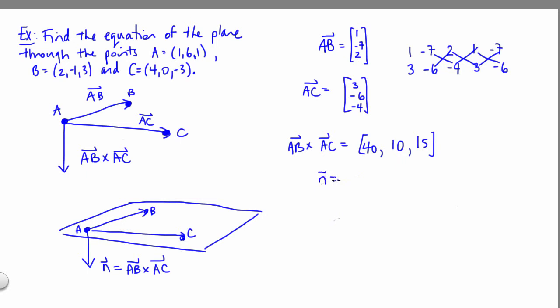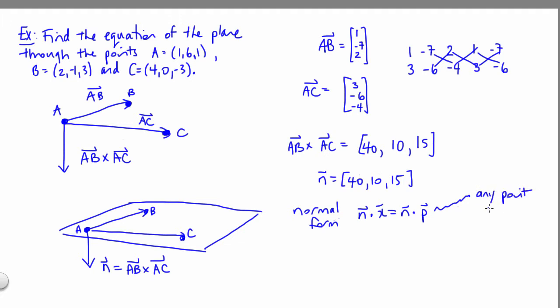So N is equal to 40, 10, 15, and we can plug into the normal form for a plane. So normal form, n dot x equals n dot p, where p here represents the vector version of any point on the plane. So when we're plugging in here, we could use the point A, we could use a point B, we could use a point C. Any point on that plane will lead to the same answer, the same equation for the plane.